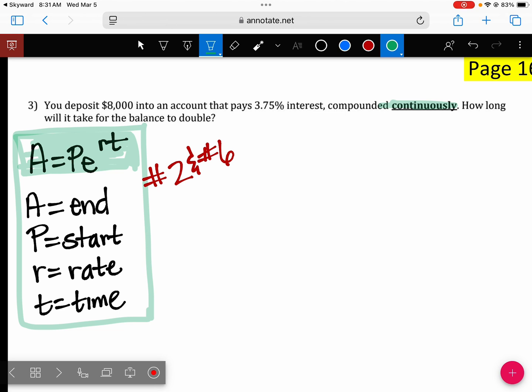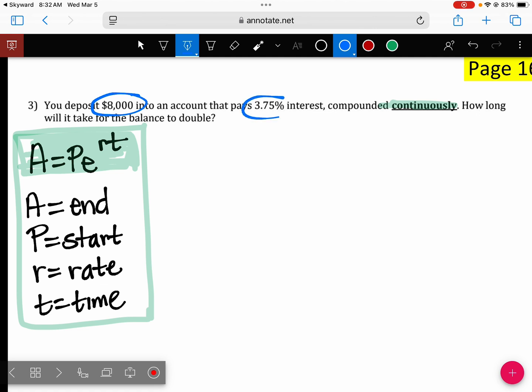All right, so now that we have that copied down, let's go ahead and do number 3, and then we can end there. It says that you deposited $8,000, so that's important, into an account that pays 3.75% interest. That's important. How long will it take for the balance to double? That's important. So first of all, in this particular question, I am looking for T. T is my unknown.